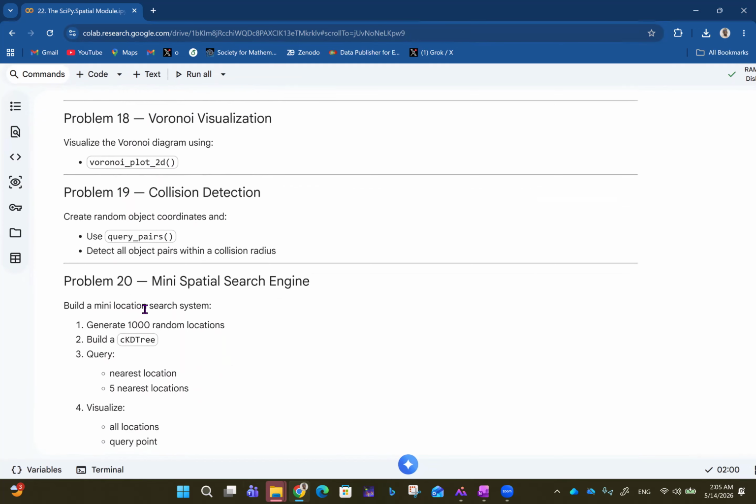So build a mini location search system, generate 1,000 random locations, build a cKDTree, query the nearest location and the 5 nearest locations. So some of these things we've done before, you just need to adapt some of those codes to these new realities.